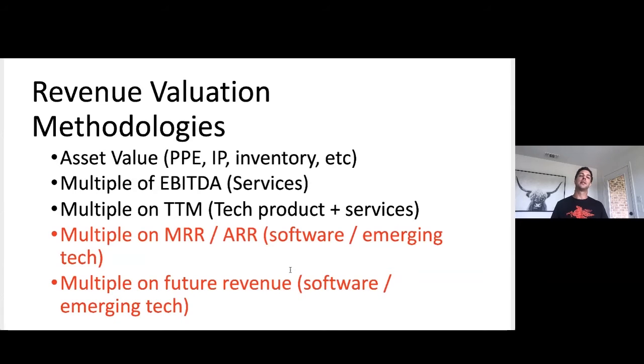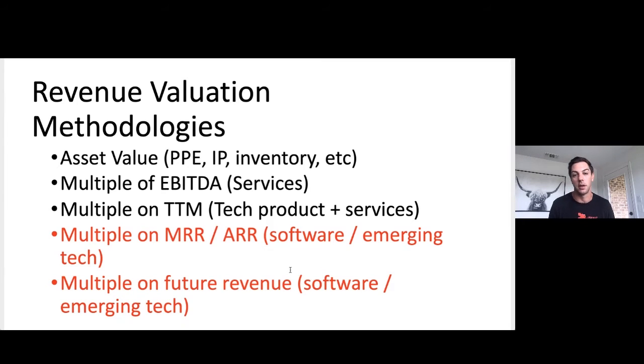And when businesses are a little bit more established, there are a couple of different revenue valuation methodologies that begin to tie into investment structures. What's the asset value of a business? This is plant, property, equipment, intellectual property, any related inventory. So what are the assets worth? And perhaps if the business is not successful and somebody goes in and acquires it, it's going to be worth its asset value.